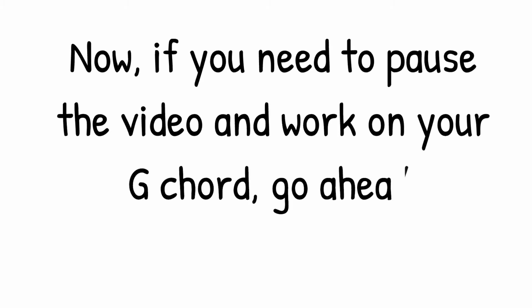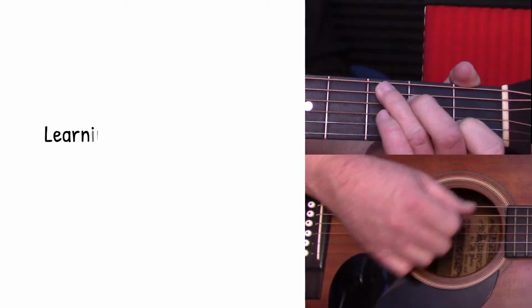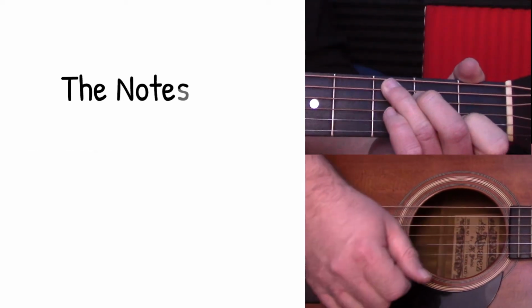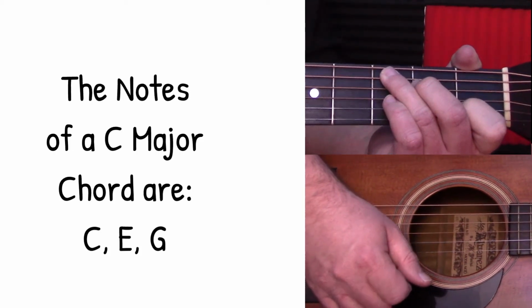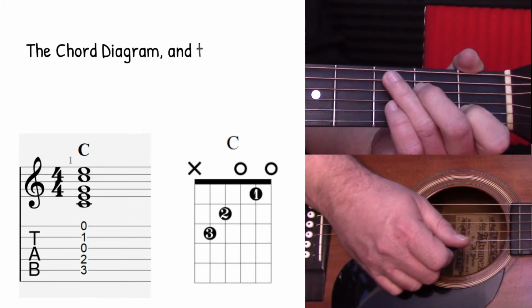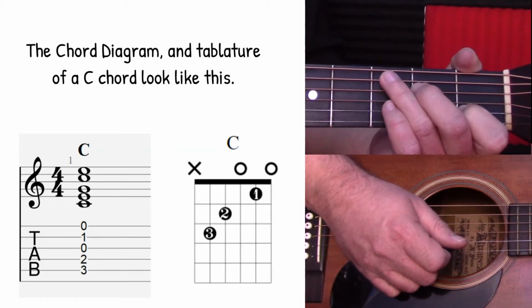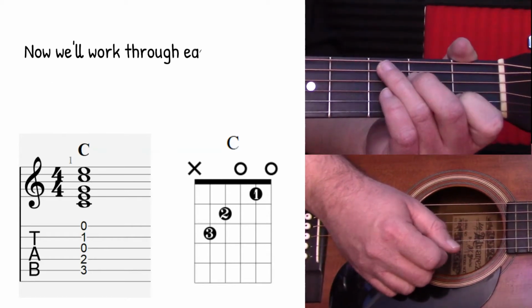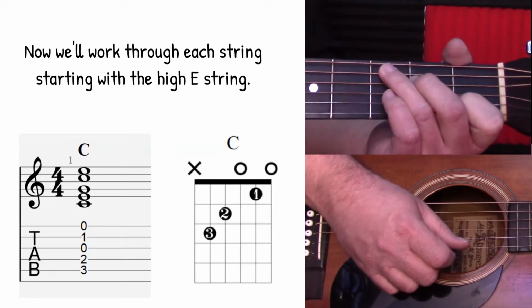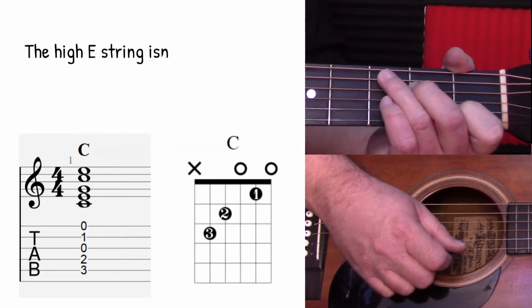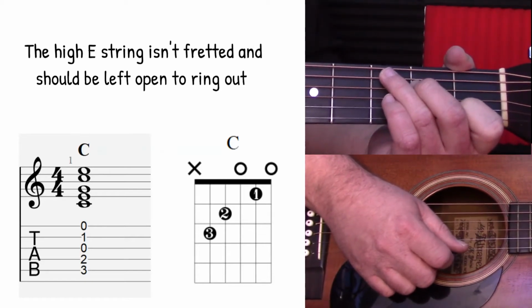Now, if you need to pause the video and work on your G chord, go ahead. If not, let's move on to C chord. The chord diagram and tablature of a C chord look like this. Now we'll work through each string, starting with the high E string. The high E string isn't fretted and should be left open to ring out.